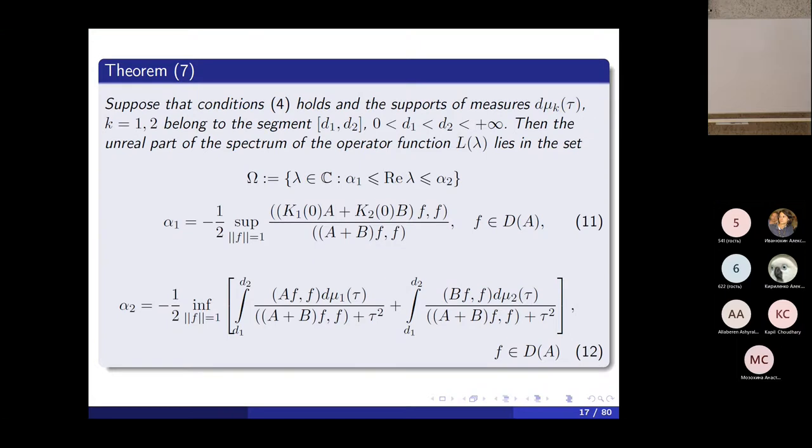Moreover, if we speak about more delicate information, if condition 4 holds and the supports of the measures belong to this segment, the non-real part of the spectrum lies in a vertical strip here. In the complex plane, you see the following strip, and here you see eigenvalues of finite multiplicity, minus alpha 1 and alpha.